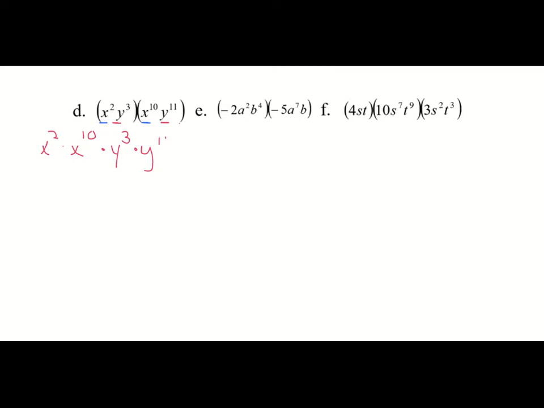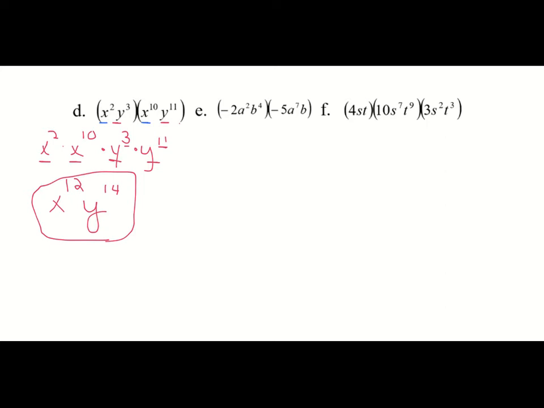So now, again, remember, in order to do the product rule, you can add your exponents if your bases are the same. So where my bases are x's, those bases are the same, I can add those exponents. So x squared times x to the 10th will give me x to the 12th. And then we'll keep our y because it's going to be times y. And in this case, we can add these exponents because the y's are the same. So 3 plus 11 will give me 14. So this is all that I can do with this problem. And my final answer here is going to be x to the 12th power, y to the 14th power.